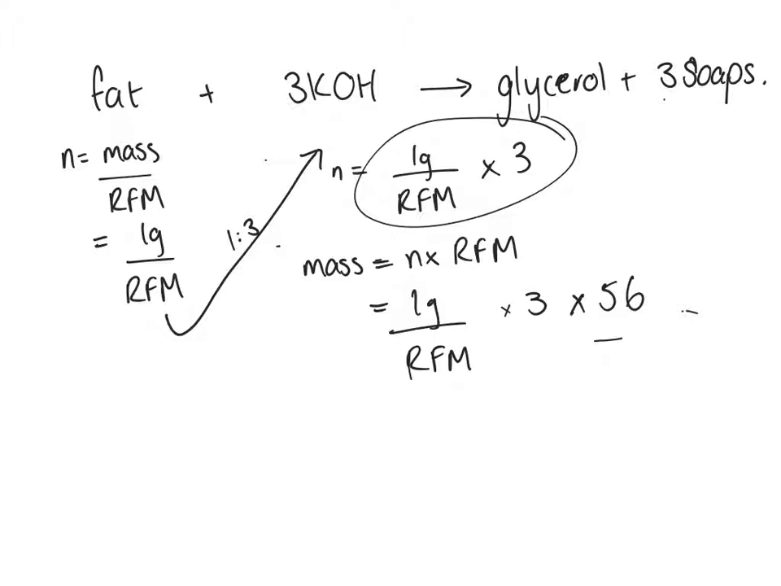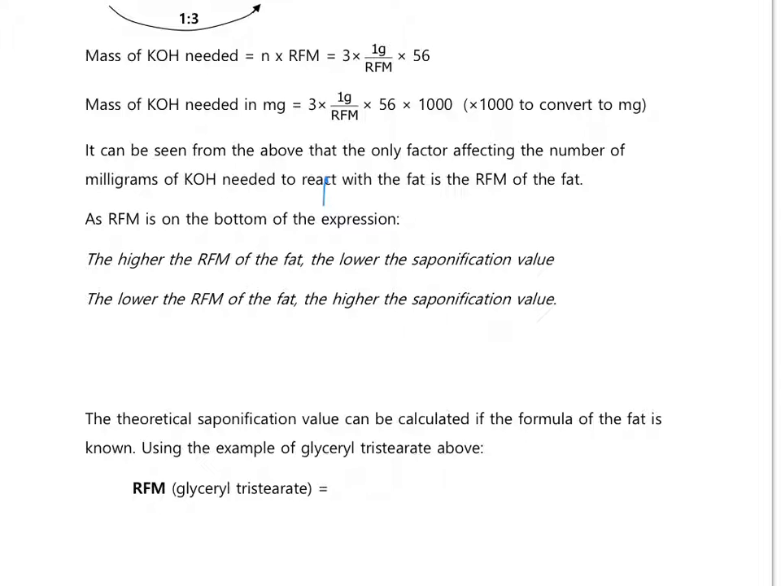What is the only thing that is affecting this value of mass? The RFM, because 1 is always going to be the same, 3 is always going to be the same, 56, they are constant numbers. The only thing that can change is the RFM. If that is a bigger number, what effect will it have on the mass? It'll be lower. If it's a smaller value, it'll be higher, because it's on the bottom half of the equation. So 1/2 is bigger than 1/4. Again, you don't need to worry about that too much, which is basically what I've just done on the previous page.